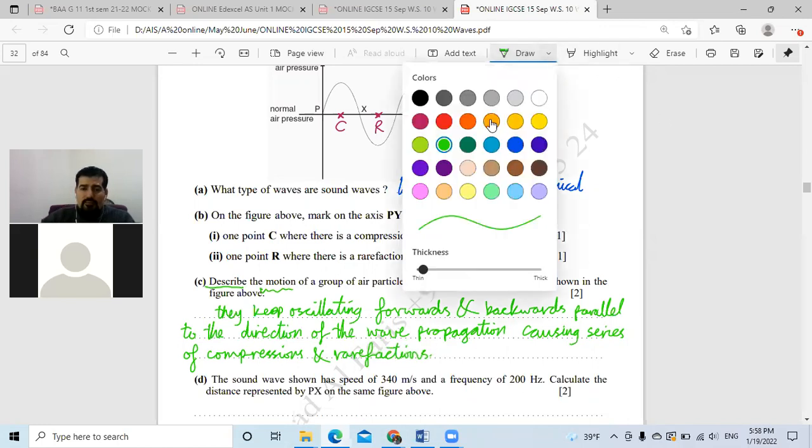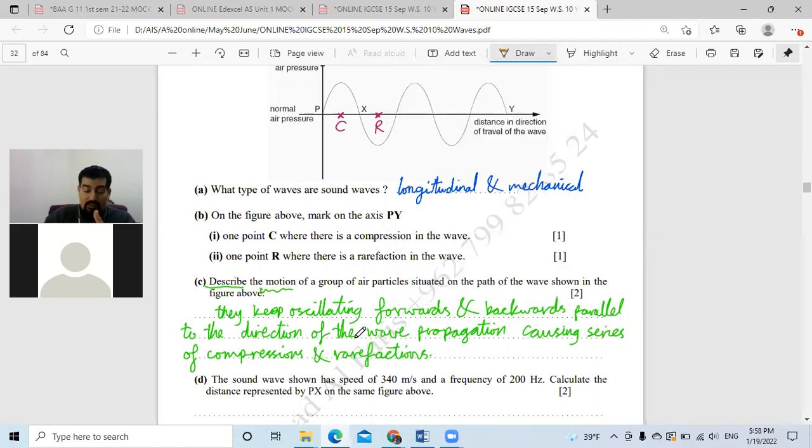So every time they ask this question, they keep changing the mark scheme, but it still has the same keywords: oscillating, parallel, and causing a series of compressions and rarefactions. Good.